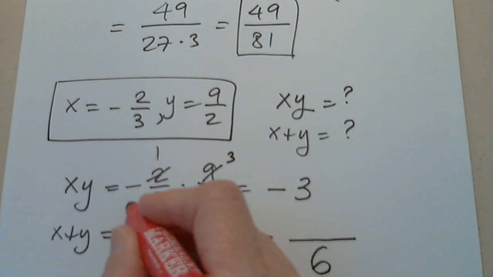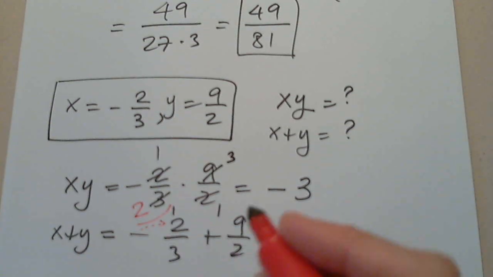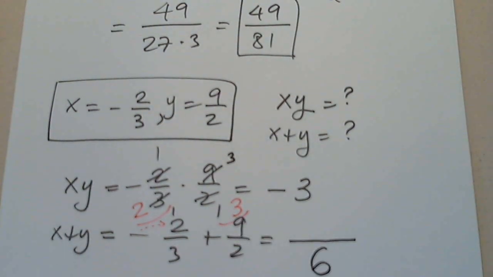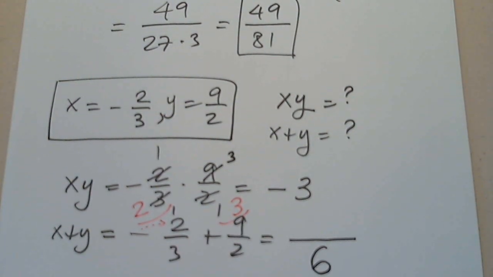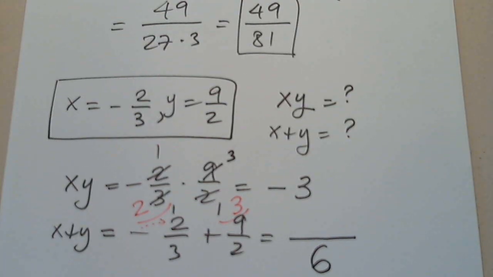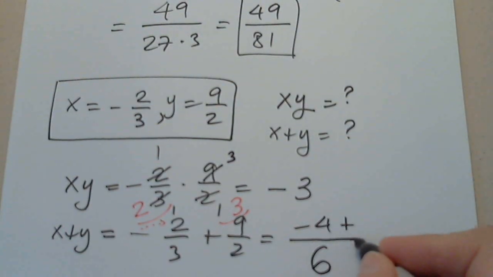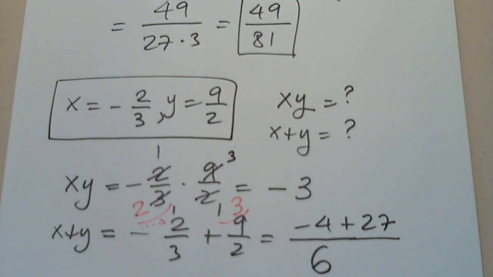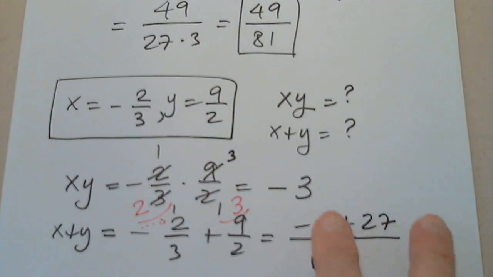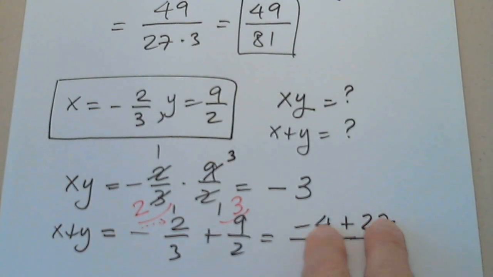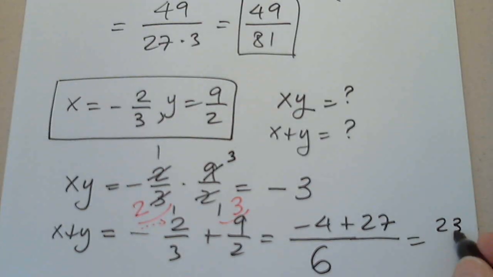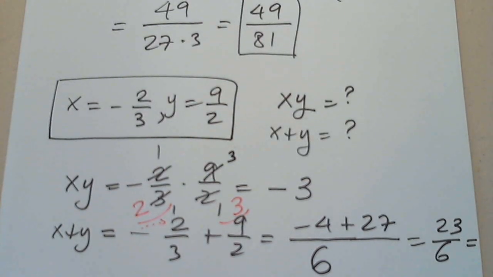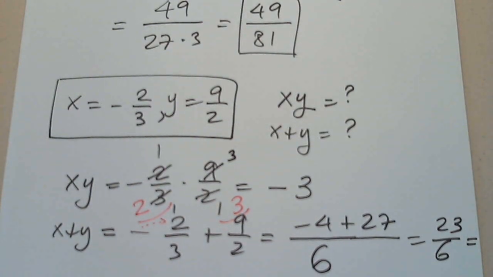So the top of the first fraction has to be multiplied by 2. The top of the second fraction has to be multiplied by 3. So then the numerator is -4 plus 27. Do not ever be tempted to simplify because these are terms, not factors. So the answer is 23/6. And yes, we will take the integers out.